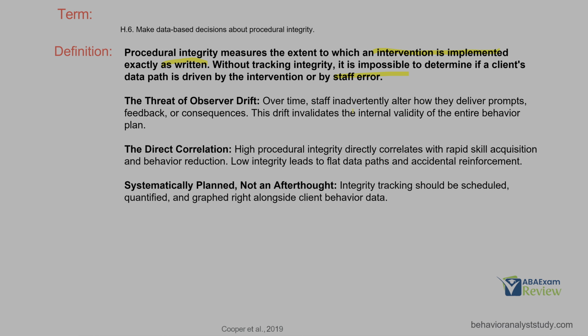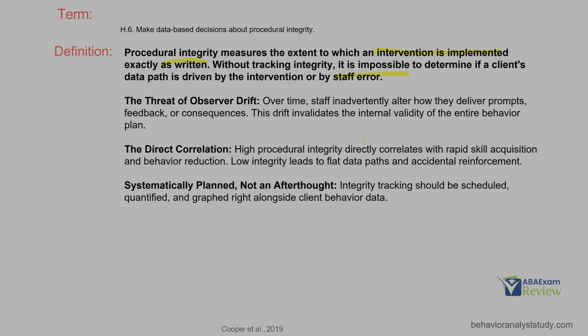the staff could be doing their absolute best, things happen, right? We work with human behavior. We work in changing environments. Our staff has things in their life going on. So drift is very common. It's our role as BCBA supervisors to make sure we rein in that drift as much as possible.